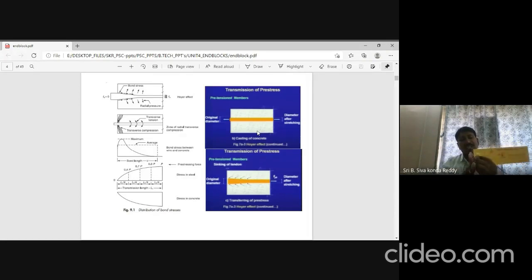Whenever you start releasing this cable, you see Poisson's effect. This end of your wire is free to expand. When it expands, you see Poisson's effect, lateral delta D by D over delta L by L. At this end your cable would be swelling out, so your P value would actually be zero. Your P value won't be P at this end. For P to develop, it takes some length.